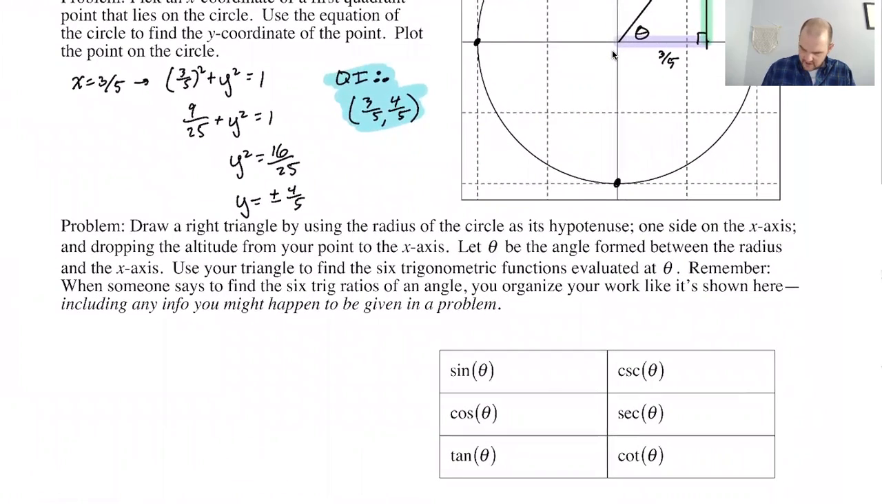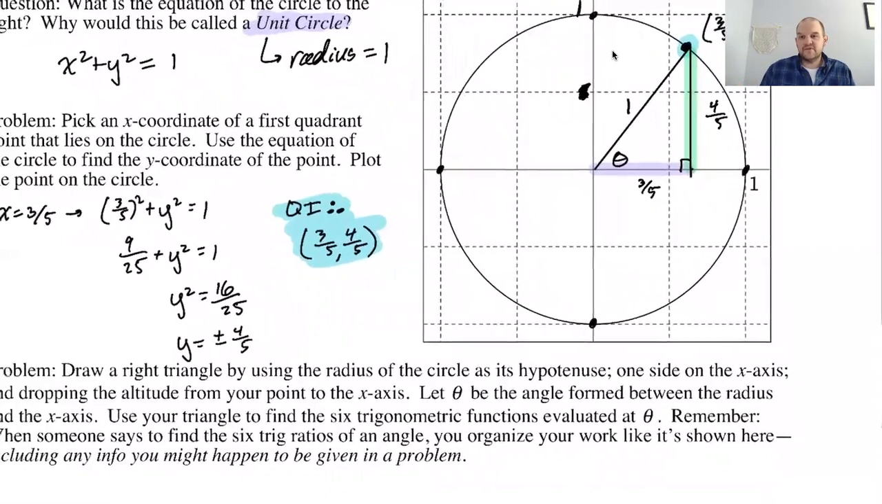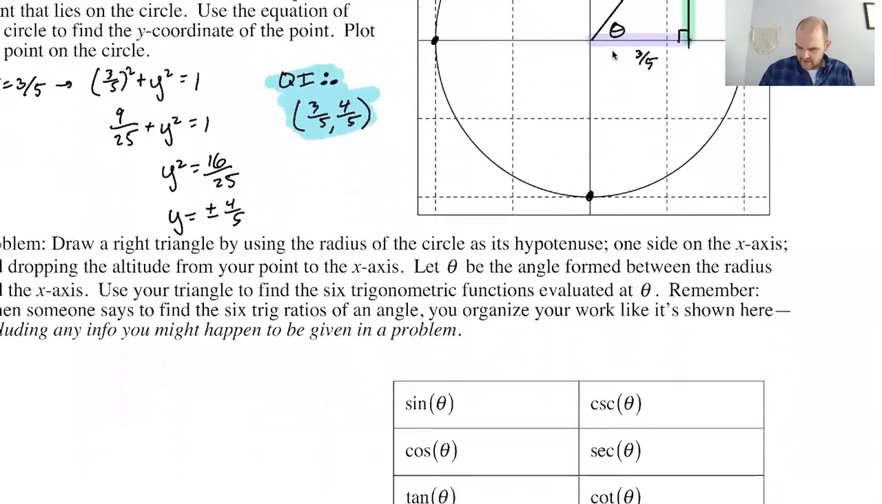So now we want to use this triangle. Why is there so much space here? Remember when someone says find 6 trig, blah, blah, blah, you organize your work. I do not know why there's so much room there. There's a lot of room.